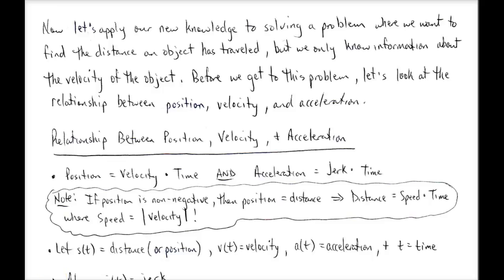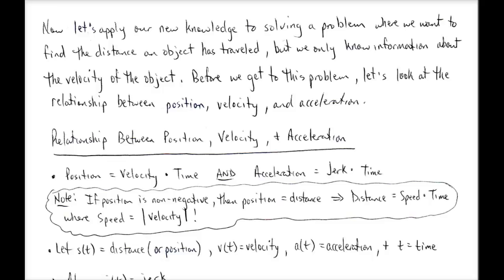All right, so now let's apply our new knowledge to solving a problem where we want to find the distance an object has traveled, but we only know information about the velocity of that object. So again, we want to apply our new knowledge, which is trying to find area under the curve of a particular function, by solving a problem where we want to find distance of an object, but we only have information about the velocity of the object, okay?